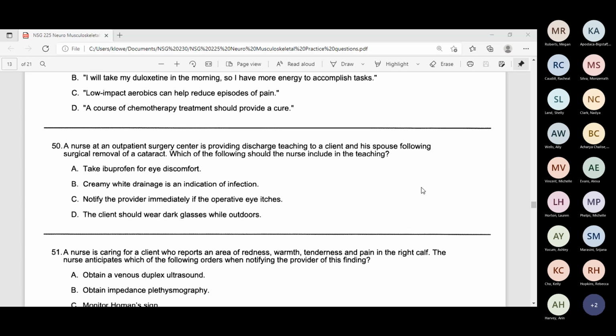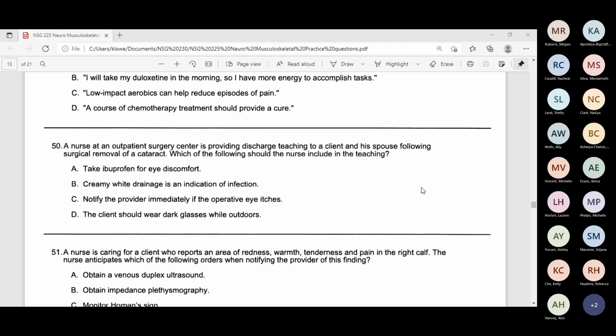Is it the client should wear dark glasses? Yeah, wearing dark glasses. So anytime we see ibuprofen, again, we want to think about that. It has a risk of bleeding. It's an NSAID, so we wouldn't want them to take that. Creamy white drainage is an indication of infection.